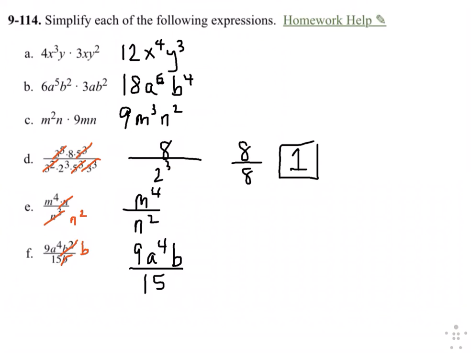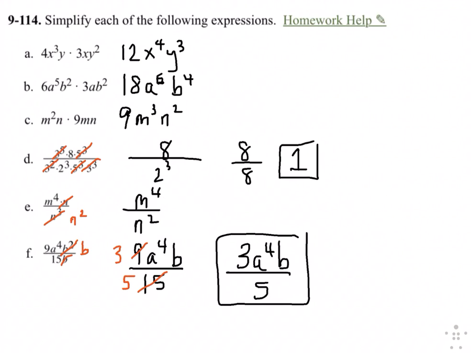Now, don't forget, this is one thing that most people forget to do. Remember, 9/15ths, if I had that alone, you would realize there's a common factor of 3, right? So this is a 3 and a 5, right? So this becomes 3a to the fourth b over 5, or 3/5 a to the fourth b, either way.